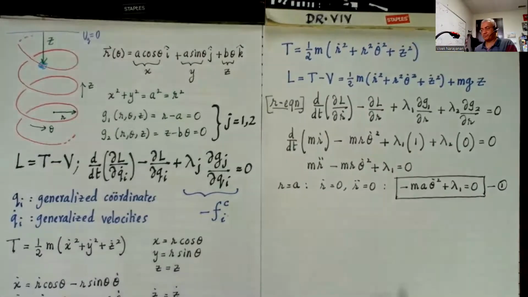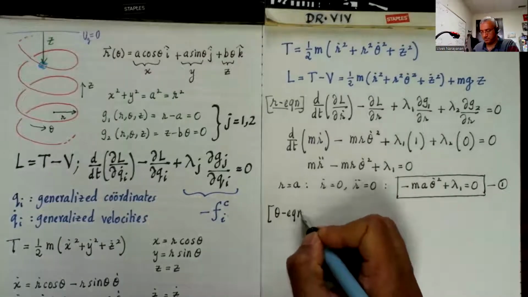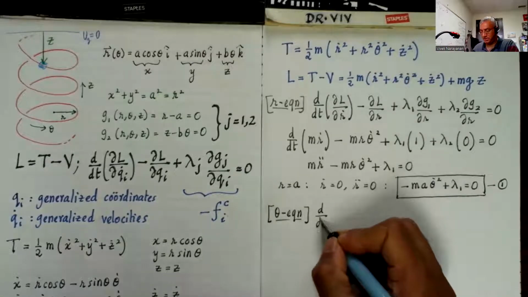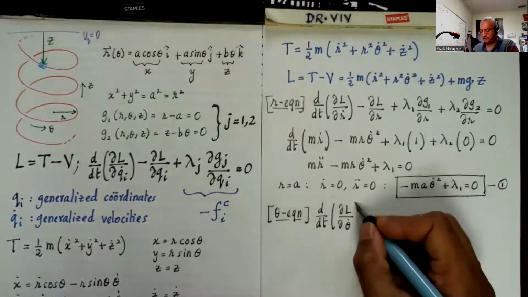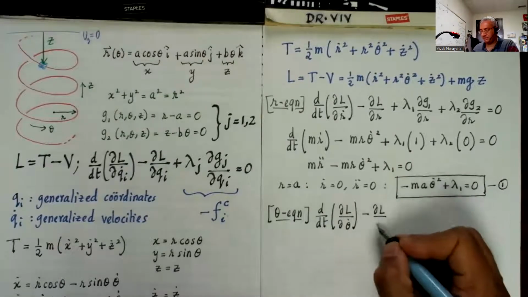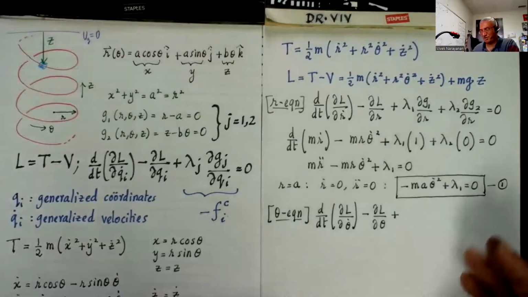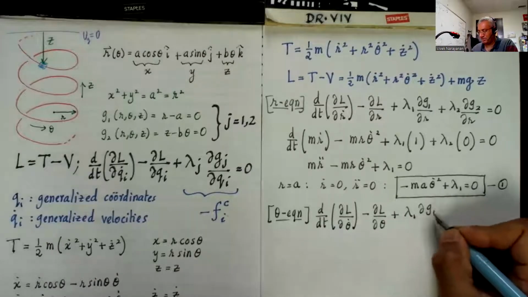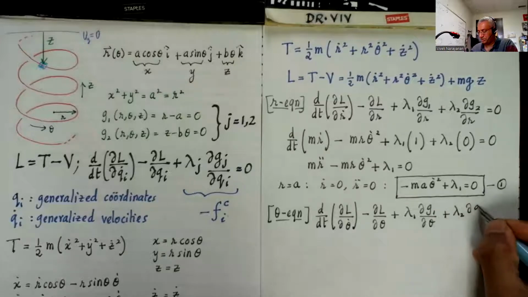All right. Our next equation is a theta equation. Well, that's going to be d by dt del L by del theta dot minus del L by del theta, plus lambda 1 del G1 by del theta plus lambda 2 del G2 by del theta is equal to 0. One of the pleasant aspects about this whole thing is it becomes automatic after a while.